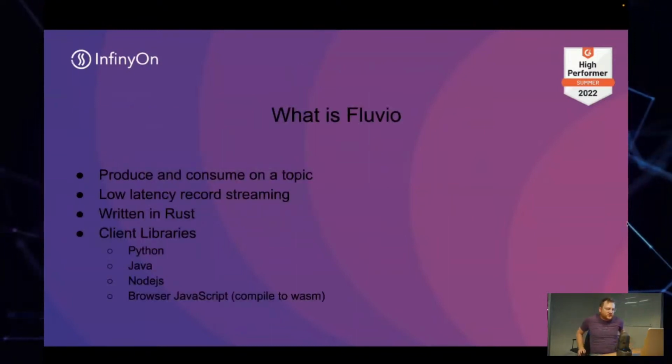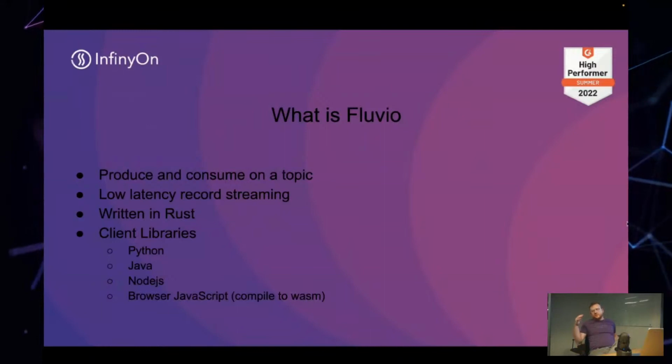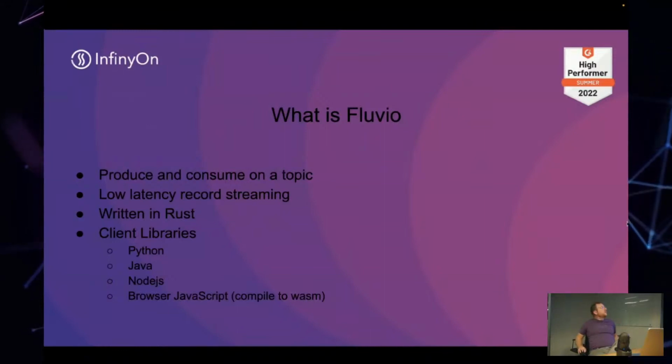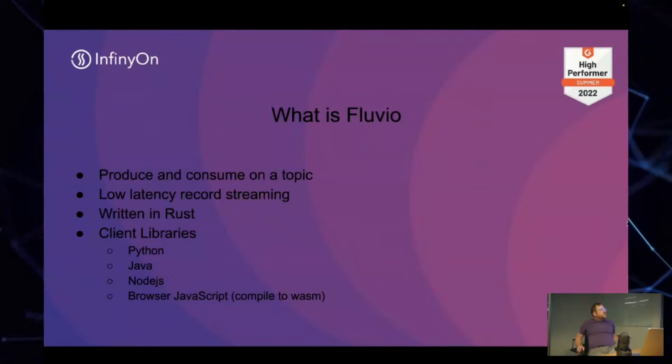Fluvio is very similar to Apache Kafka, in that you have producers, consumer streams, and topics. With Apache Kafka, you really need to use the native client library that's mostly written in Java.